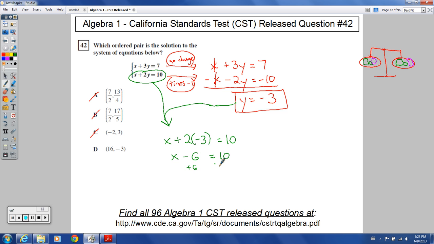If I add 6 to both sides, this will give me my final answer, x equals 16. It'll give me the last part of my final answer. So I've got an x value of 16, a y value of -3, just like I expected. That one had to be the answer, and it was choice D for number 42.